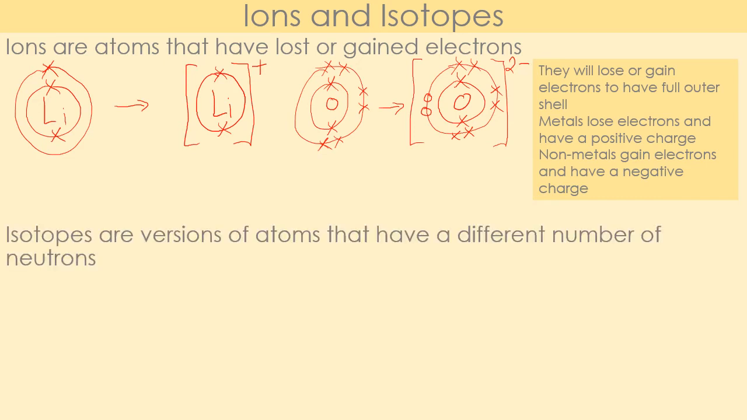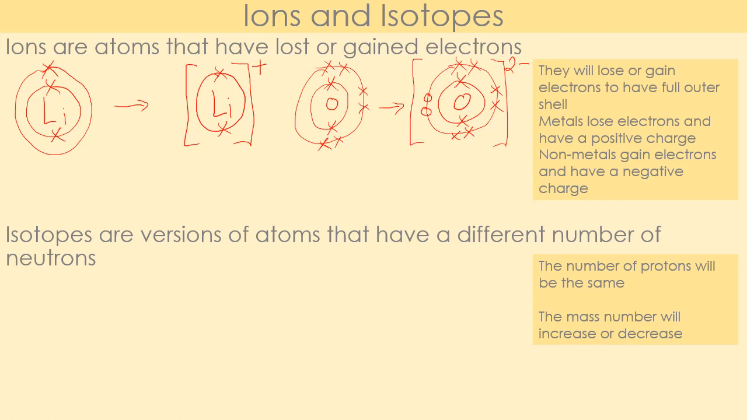Now, isotopes are versions of atoms that have a different number of neutrons, just the neutrons that have changed. The number of protons will be the same, and the mass number will either increase or decrease. If we have a look at carbon, carbon on the periodic table has an atomic number of 6 and a mass number of 12. So we have 6 protons and 6 electrons, and our neutrons, we do 12 take away 6, which equals 6 neutrons.